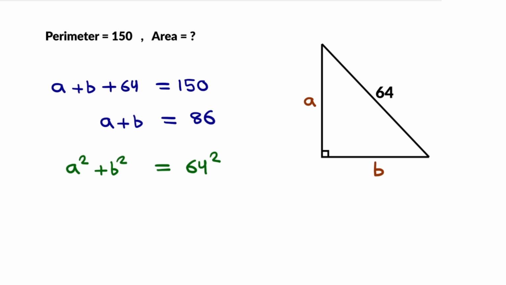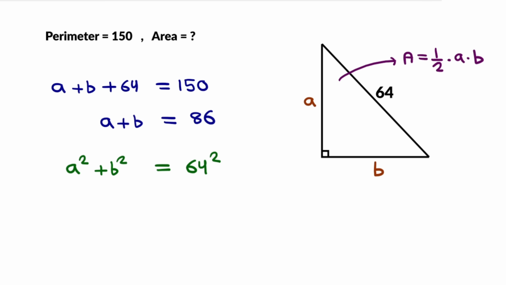Next, let's remember the formula for the area of a right triangle. Area equals 1/2 times base times height. So in this problem, area equals 1/2 times A times B. And this is the key insight. We do not need A and B separately. We only need the product, A times B. And that's where algebra comes in beautifully.